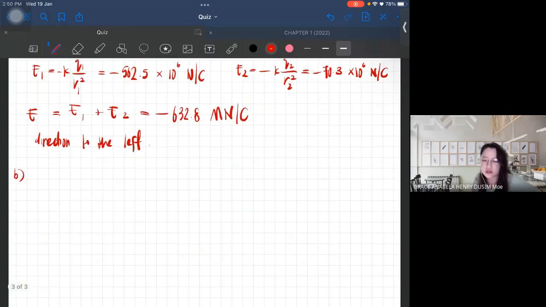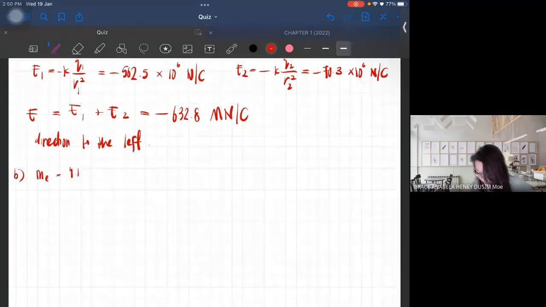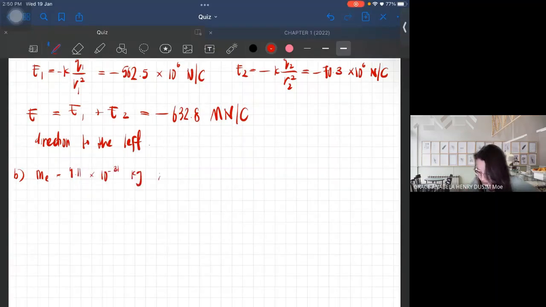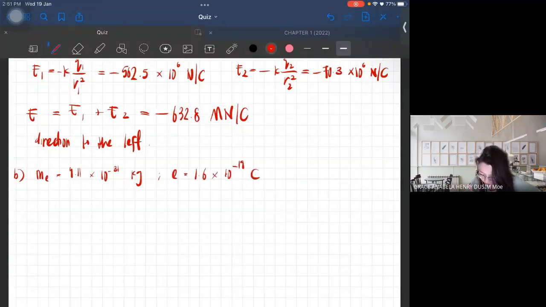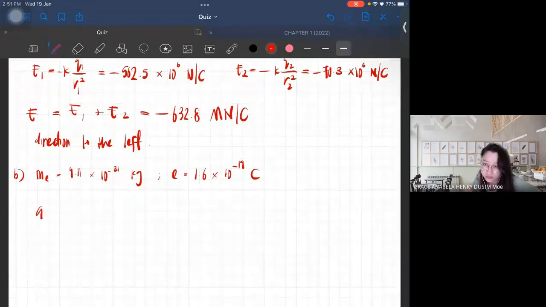Question B. Dia minta apa semua? Oh, dia minta the acceleration. Okay, untuk electron. So mass of an electron is equal to 9.11 times 10 negative 31 kilogram. And then the charge for an electron is equal to 1.6 times 10 negative 19 coulomb. Okay, remember the formula A equal to E over M.